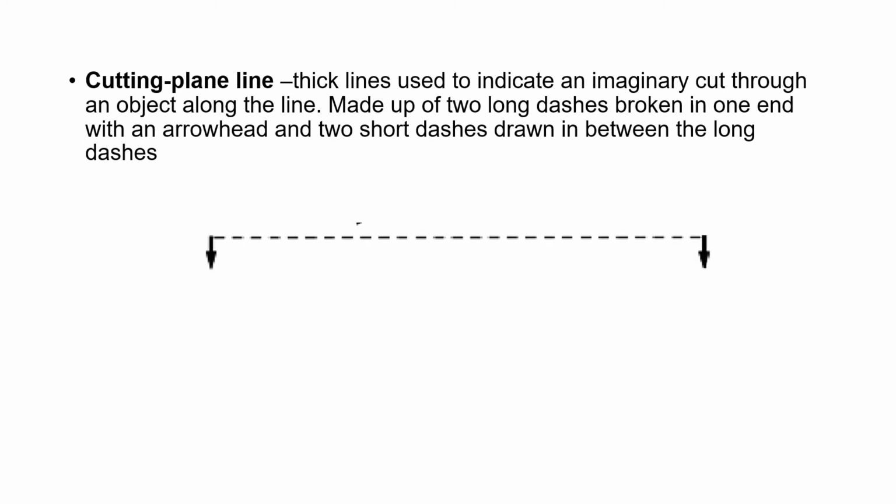Next, we have the cutting plane line. Thick lines used to indicate an imaginary cut through an object along the line, made up of two long dashes, broken in one end with an arrowhead, and two short dashes drawn in between the long dashes.